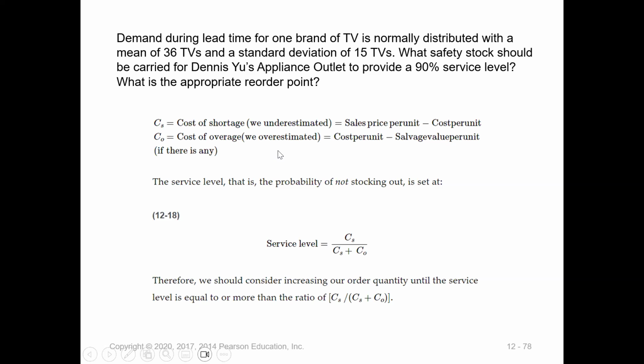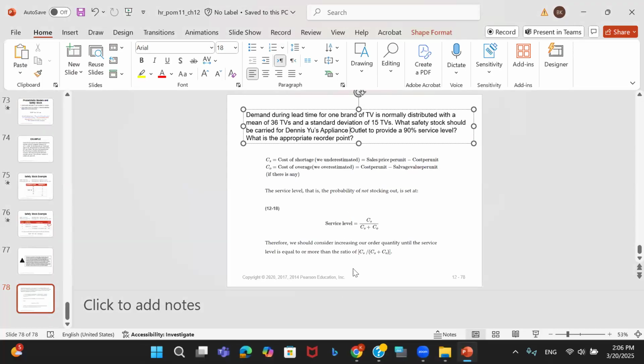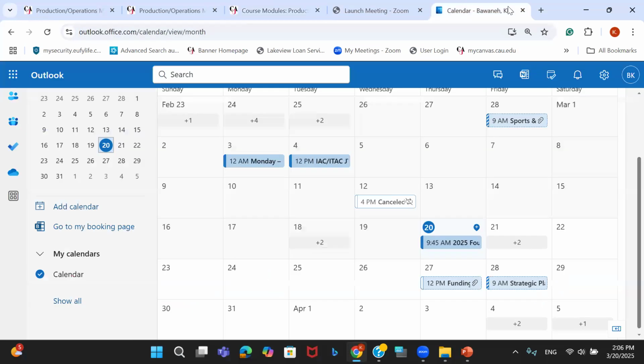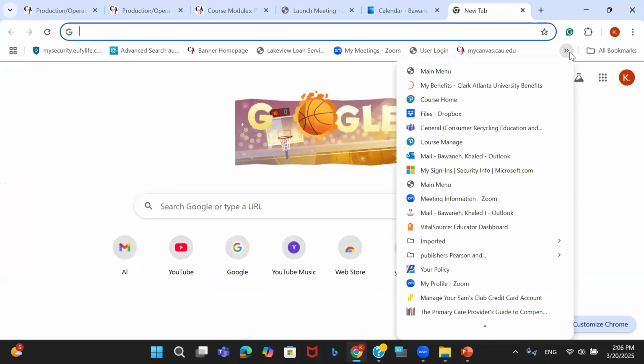I think this is an example from the book. I will go to the book and do it. CS is the cost of shortage, CO is the cost of average. The service level, that is the probability of not stocking out, is given here. Let's go to the book and see the example from the book.